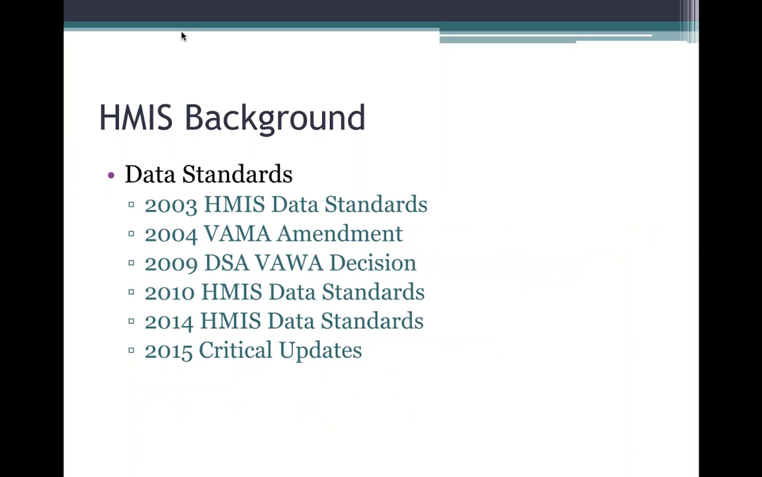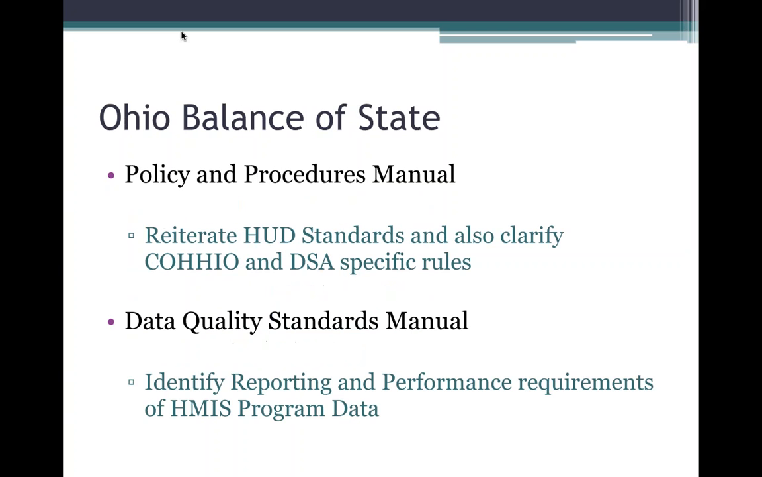So the first set of data standards was in 2003, a significant amendment in 2004, some Violence Against Women Act clarifications in 2009, a new version of the data standards in 2010, another new version of the data standards in 2014, and then last year critical updates were made, and we were told to expect some critical updates again this year. So it's a lot to stay on top of, and that's one of the reasons that we have to train on some of this every year.